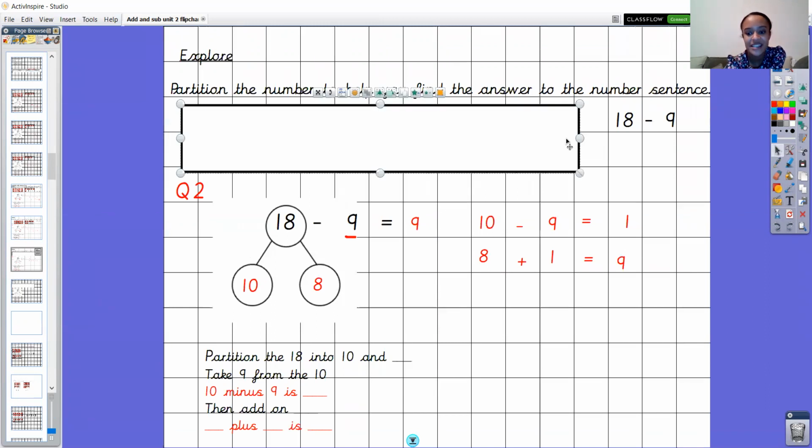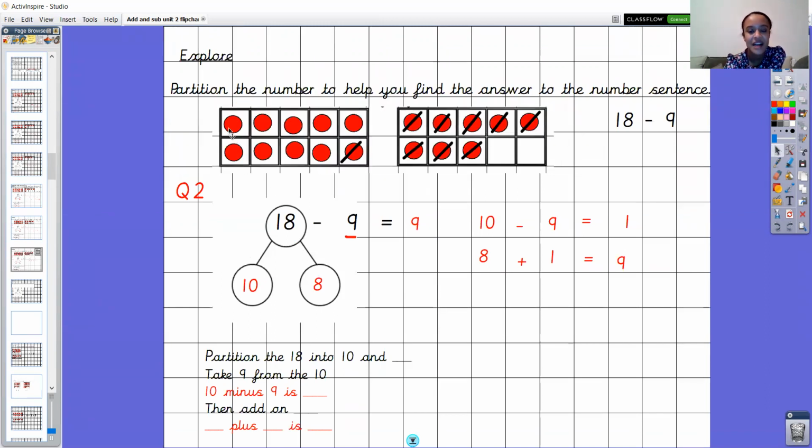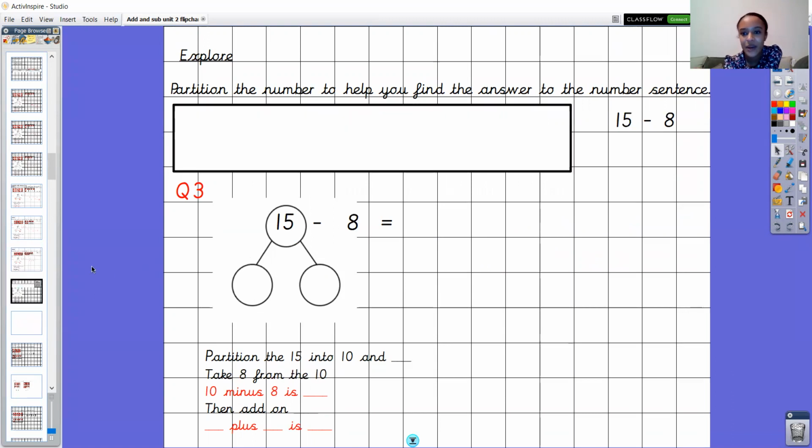And if we have a double check underneath here now, we can see how many we've got left. 1, 2, 3, 4, 5, 6, 7, 8, 9. Brilliant. Well done, year 1. Okay, final question, question number 3. Again, you're having a go on your own. I'm not going to say anything else this time apart from you need to find out 15 take away 8. So pause your video now and have a go at that one.